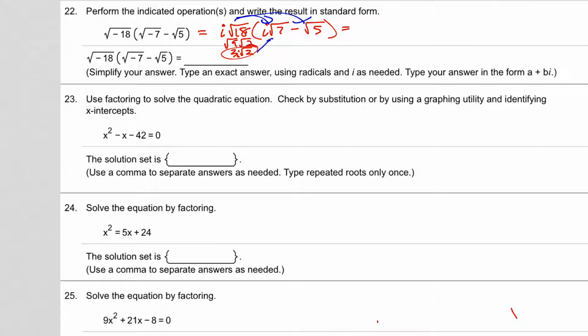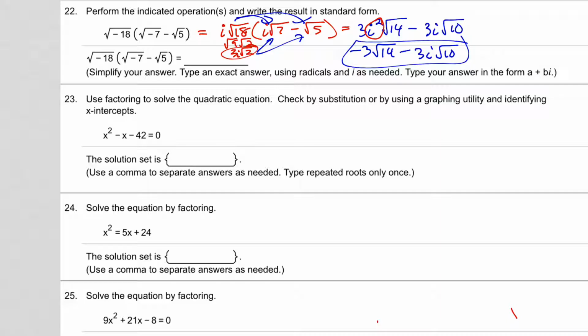So 3i times both of these now. So it's going to be 3i squared radical 14. 2 times 7 is 14. And then 3i, 2 times 5 will be 10. So the only thing we have to fix here is this i squared, which is a negative 1. So this turns into a negative 3 radical 14 minus 3i radical 10.